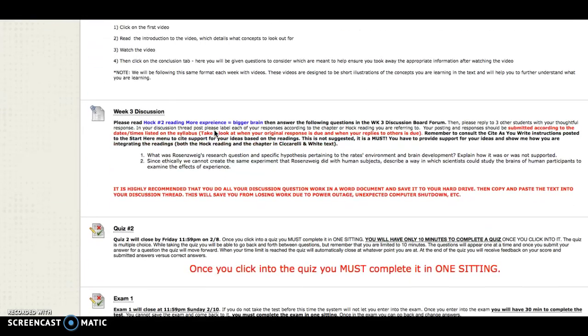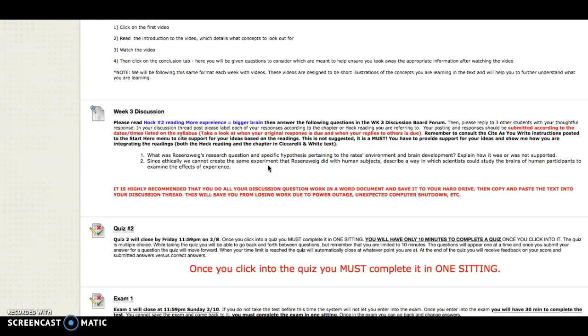The discussion for this week centers around the chapter material, so chapter 2, and it also centers around Hawk reading number 2. So you have to have read both the chapter and the Hawk reading before you attempt to answer the discussion question. In the discussion question for this week, you'll be responding to these questions right here that is going to be your original response. You're going to answer these questions about Rosenzweig's research pertaining to how our brain develops based on our environment.